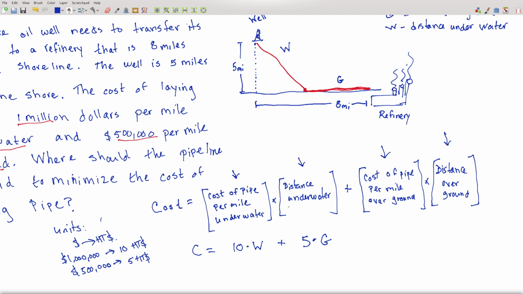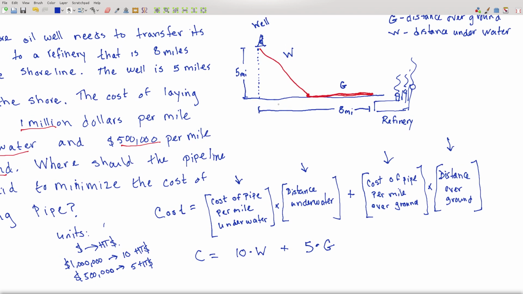Okay, so let's do that. I'm going to go back to the diagram to figure out, well, what exactly is this W? See if we can use the rest of the information in the problem. Okay, so here we are.